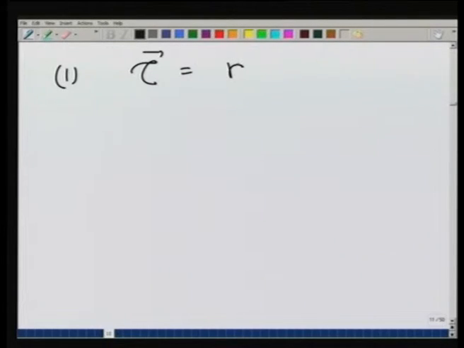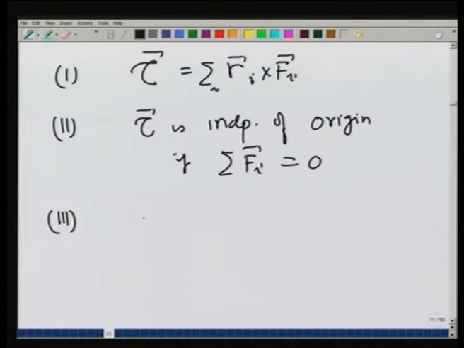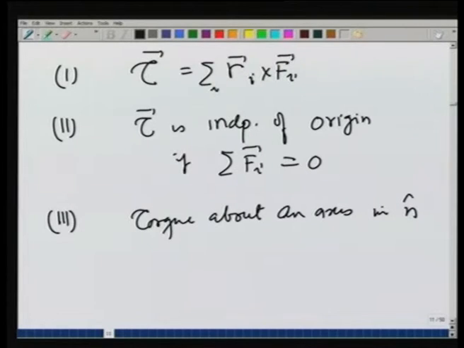So, let me now summarize what we have learned about torques. One, torque is equal to the sum of r_i cross F_i. Two, torque is independent of origin if the summation of F_i, that is the total force on the system, is 0. Third, the torque about an axis in the direction of unit vector n is n dot tau.